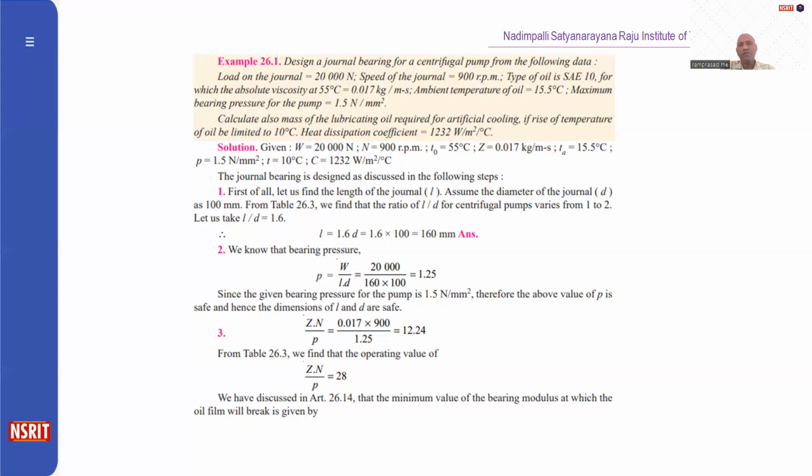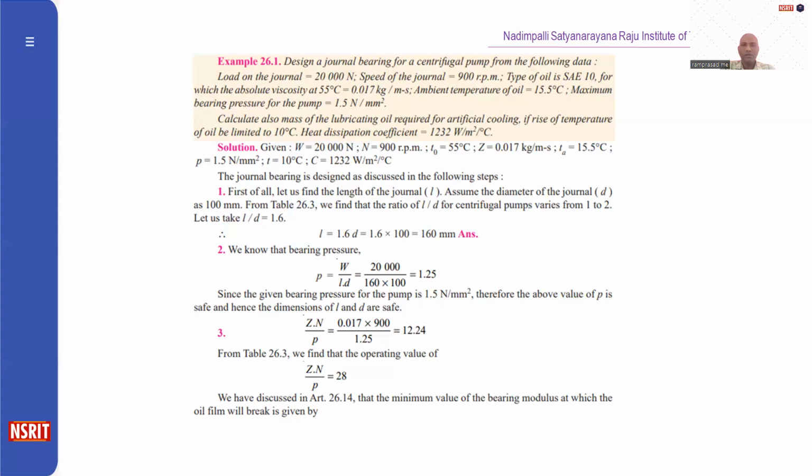Here, this problem is related to a centrifugal pump. In the data book, you have to choose along with the centrifugal pump data only. There you have to see the L by D ratio, C by D ratio, Zn by P value, pressure, everything you have to see from the data book.